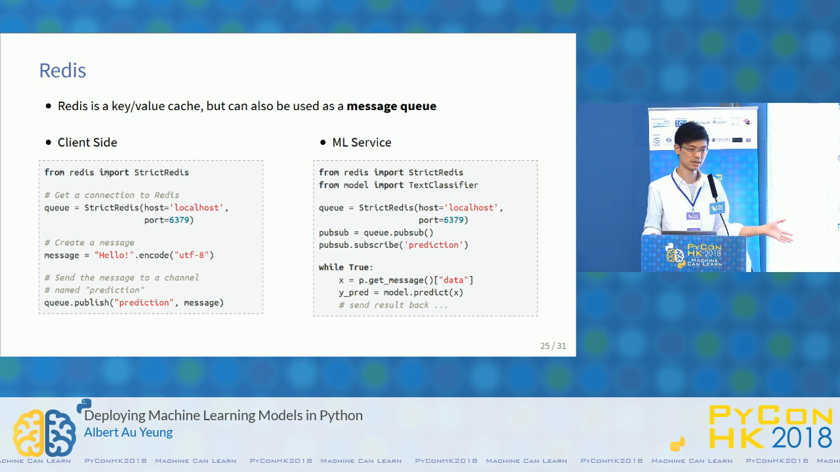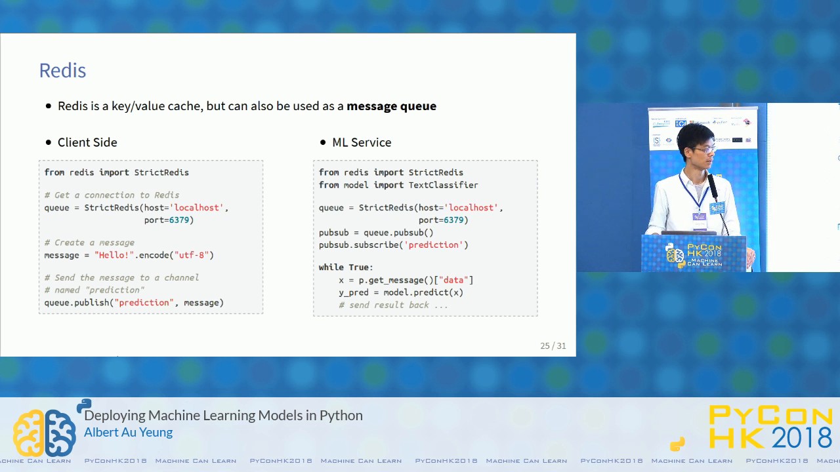On the left-hand side, which is the client side, it wants to ask for some predictions from the machine learning service. So what it has to do is submit a message to a particular channel. And the machine learning service simply has to subscribe to that channel to receive messages from other services or other components in the system. Then you can call the model predict function once you receive a message, and then maybe you send back the message using a message queue again.